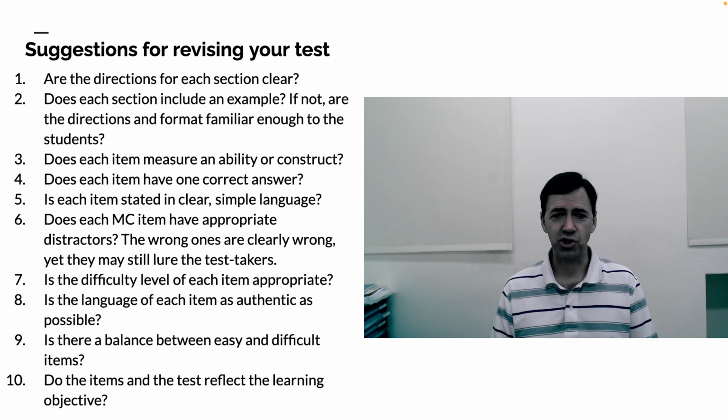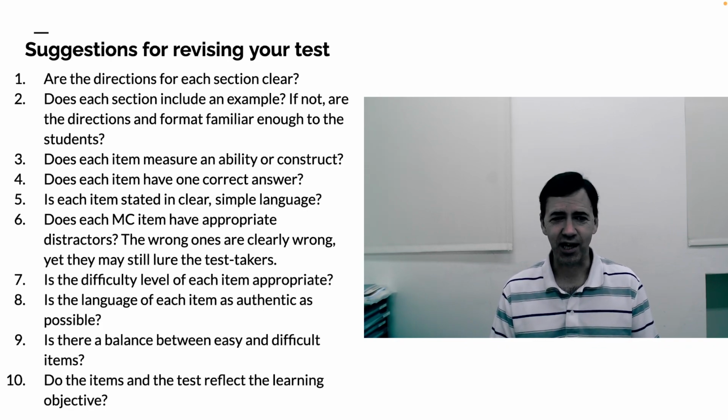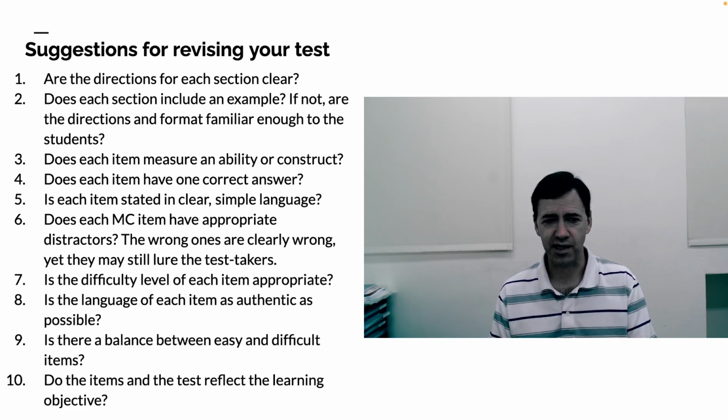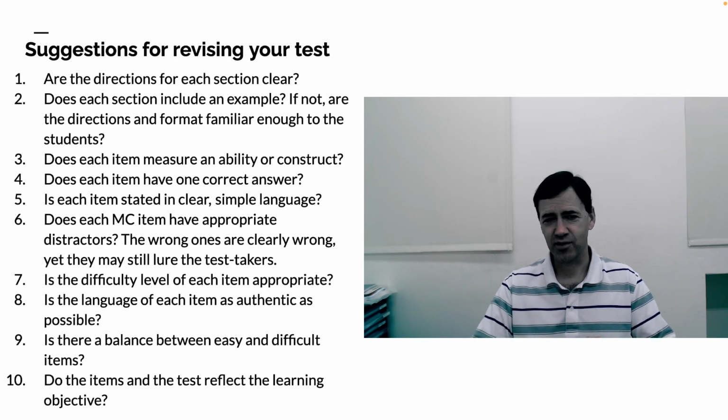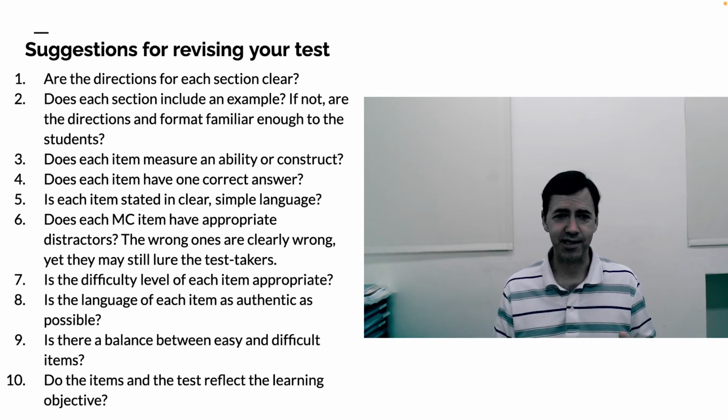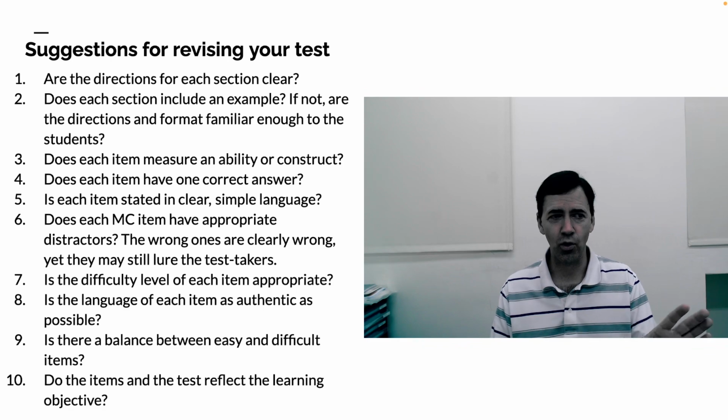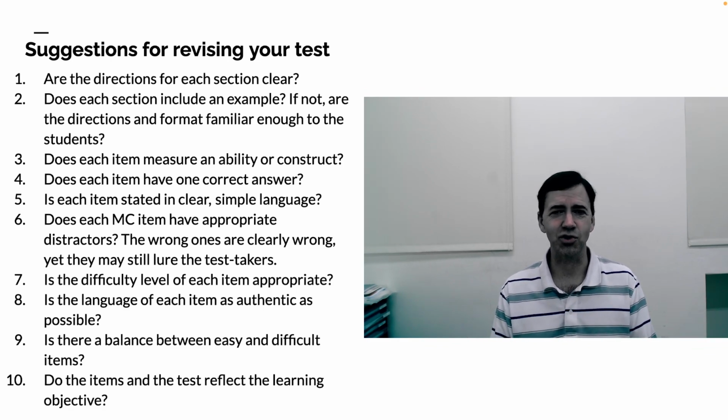Does each item measure an ability or construct? Does each item have only one correct answer? Is each item stated in clear, simple language? Does each multiple choice item have appropriate distractors, which means the wrong ones are clearly wrong, but they still will lure the test takers? It's possible that you design this fantastic test, but your distractors are so bad that everybody gets 100 on the multiple choice because it's just really obvious which is the right answer.